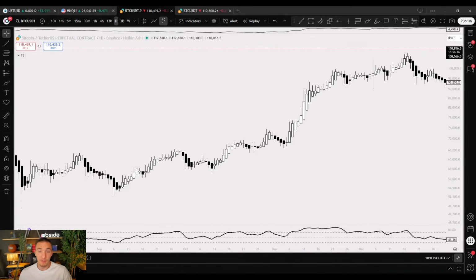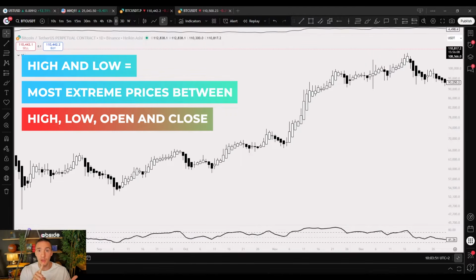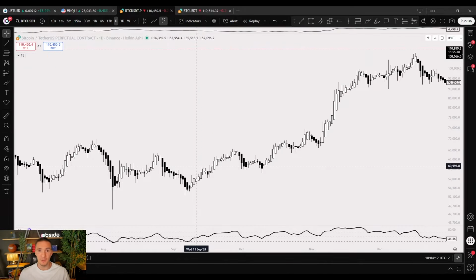And finally, the high and low of a Heikin Ashi candle is simply the most extreme price between either the open, the close, the high, and low of the current period. The result is a chart that filters out many erratic price moves and highlights the direction of the trend.